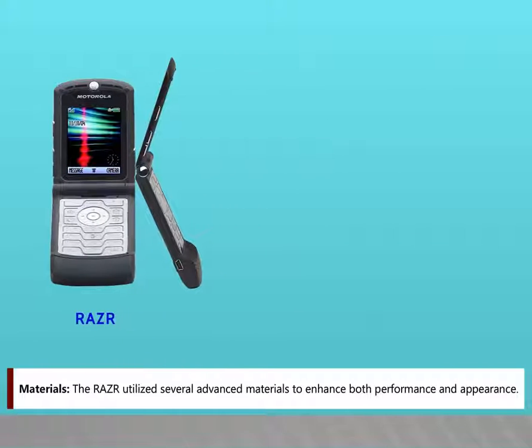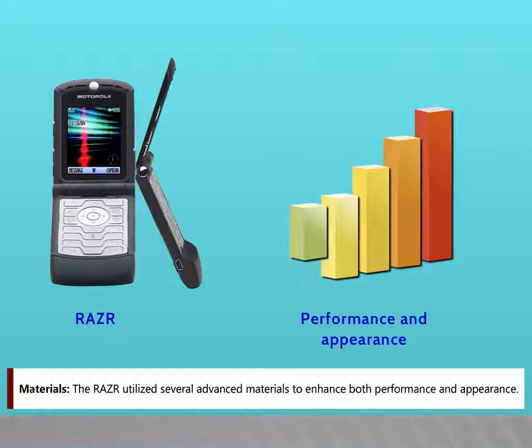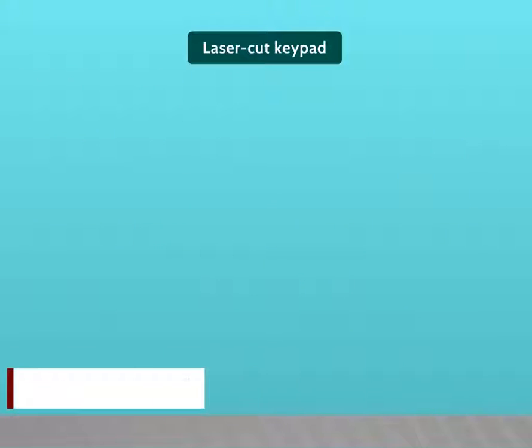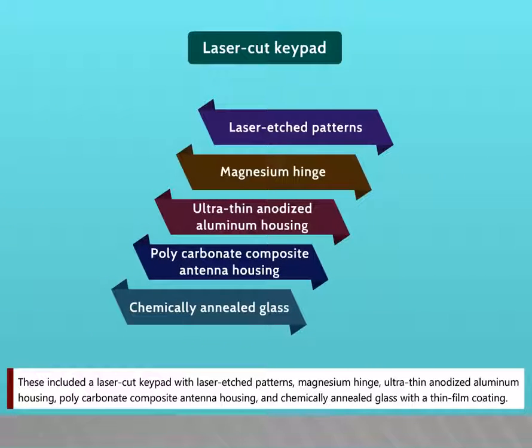Materials. The Razr utilized several advanced materials to enhance both performance and appearance. These included a laser-cut keypad with laser-etched patterns, magnesium hinge, ultra-thin anodized aluminum housing, polycarbonate composite antenna housing, and chemically annealed glass with a thin film coating.